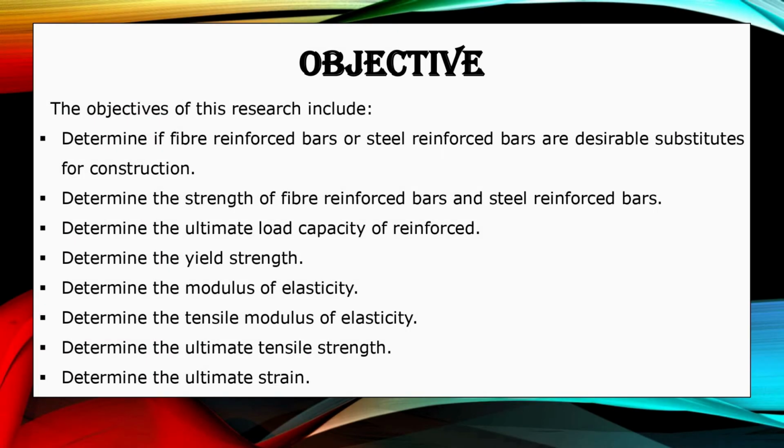The objectives of this research are: first, to determine if fiber reinforced bar or steel reinforced bar are a desirable substitute for construction. Second, determine the strength of fiber reinforced bar and steel reinforced bar. Third, determine the ultimate load capacity of reinforced. Next, determine the yield strength. Determine the modulus of elasticity. Determine the tensile modulus of elasticity. Determine the ultimate tensile strength. And the last one is determine the ultimate strain.